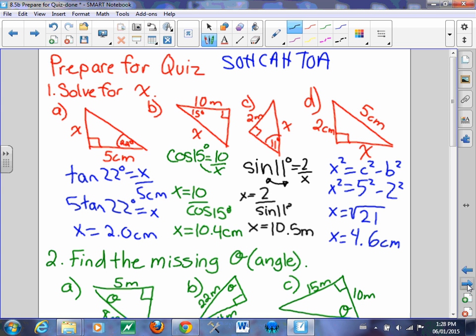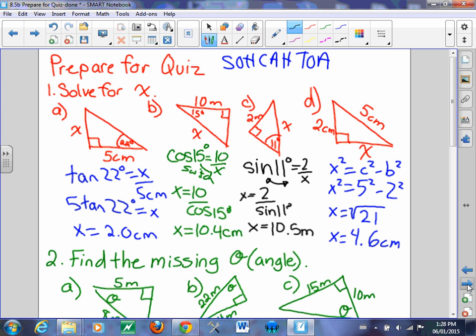Second example, angle of reference is 15. The 2 sides you have are hypotenuse and adjacent, so you're going to use the cosine ratio. When you set it up, it's going to be cos of 15 equals 10 divided by x. X is on the bottom, so you do the switch. So if you can, write in switch. Okay? And then you know that it's 10 divided by cos of 15. Plug in your calculator, it's 10.4.